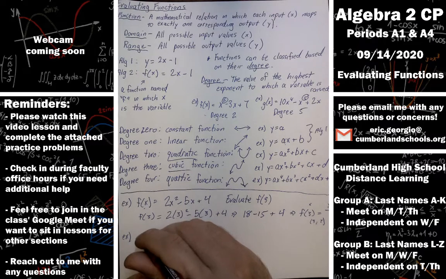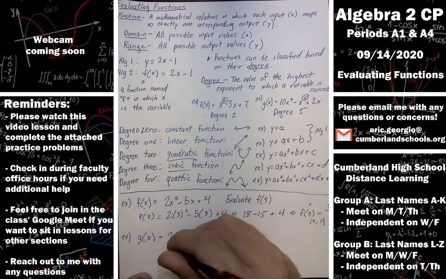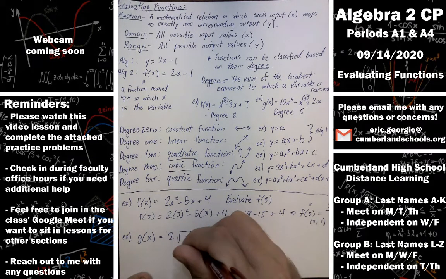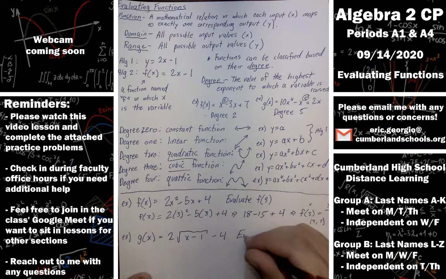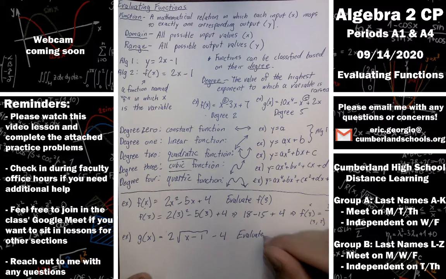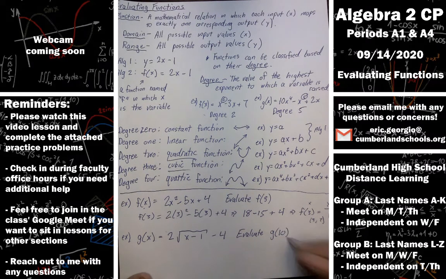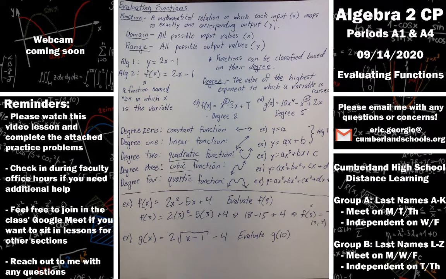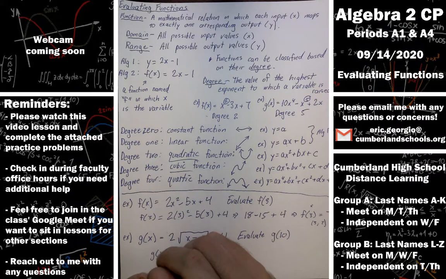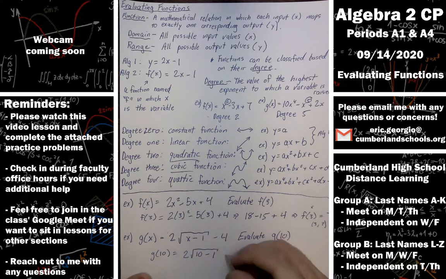Say I have g of x is equal to 2 times the square root of x minus 1, and then minus 4 on the outside here. And I'm asking you to evaluate g of 10. What I'm going to do, exactly what it seems like, I'm going to take 10 and plug it in for all the x's, saying that g of 10 is equal to 2 times the square root of 10 minus 1, minus 4.